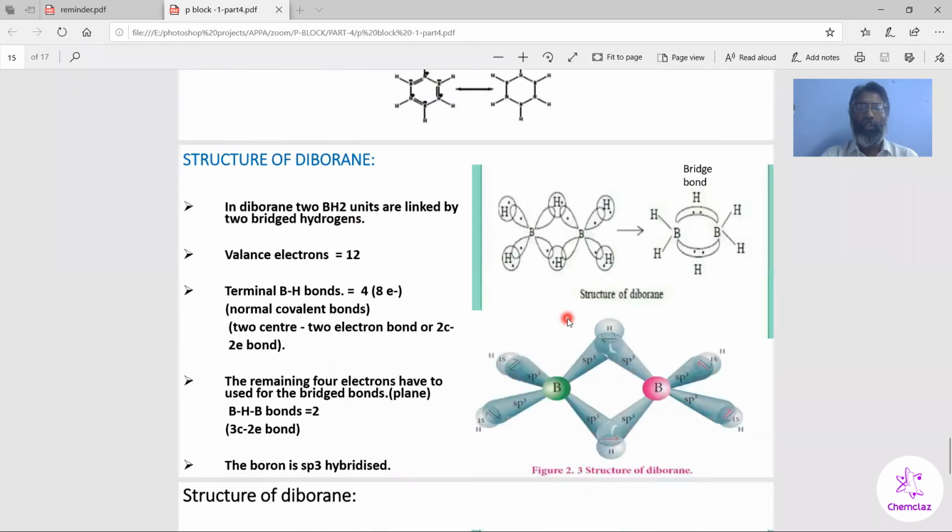Structure. So how many types of bond? Only 2 types of bond. Boron hydrogen, one type. Boron hydrogen boron, another type. So the 2 center 2 electron bond and the 3 center 2 electron bond. What hybridization in diborane? sp3 hybridization. How many electrons in the hybridized orbitals? Only 3 electrons with 1 empty orbital. Usually 4 equivalent hybridized orbitals have 4 electrons, but in boron there are only 3 electrons with 1 empty orbital, which leads to the bridge bond, that is the banana bond.